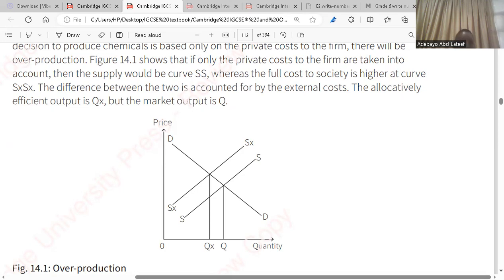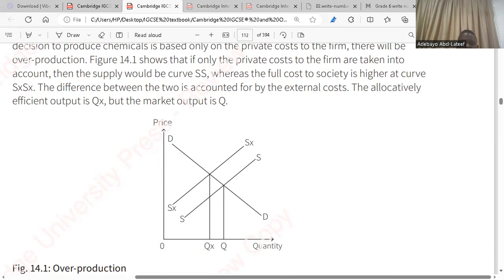So that means everything is just about them. They don't have any other problem. Everything is on them. Nobody is checking what they do. They're the only ones to incur the cost. They will produce at SS. Do you get it? Yes. But the full cost to society is higher at curve SX. Because nobody is checking what they do, the cost to society will be high, because they will pollute as much as possible, in as much as production is continuing. Do we get it? Yes.